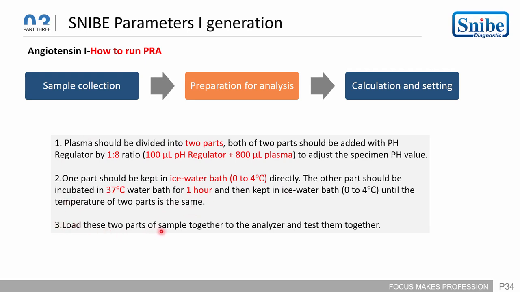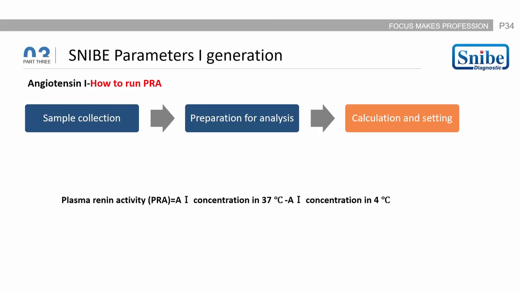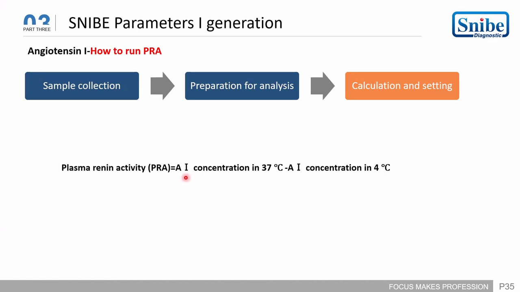Then load these two parts of the sample together to the analyzer and test them together. Once you have run the samples, the plasma renin activity PRA is equal to the A1 concentration at 37 degrees centigrade minus the A1 concentration at 4 degrees centigrade. So then you can calculate the PRA.